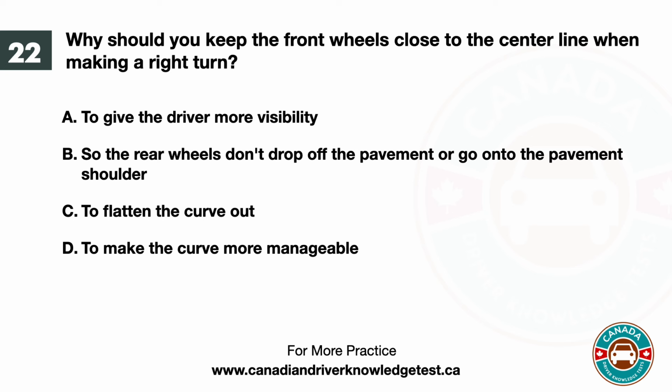Question 22. Why should you keep the front wheels close to the center line when making a right turn? A. To give the driver more visibility. B. So the rear wheels don't drop off the pavement or go onto the pavement shoulder. C. To flatten the curve out. D. To make the curve more manageable. The answer is B. So the rear wheels don't drop off the pavement or go onto the pavement shoulder.